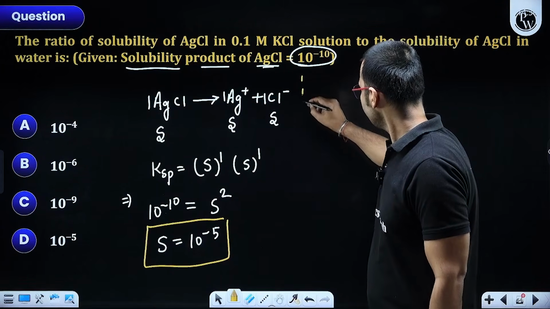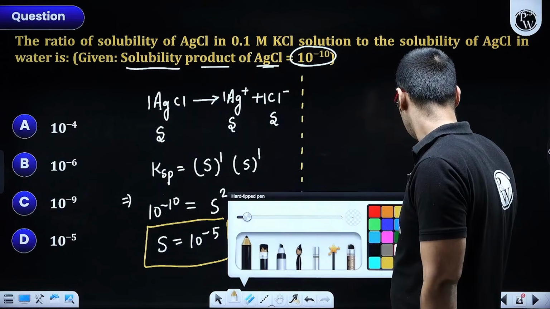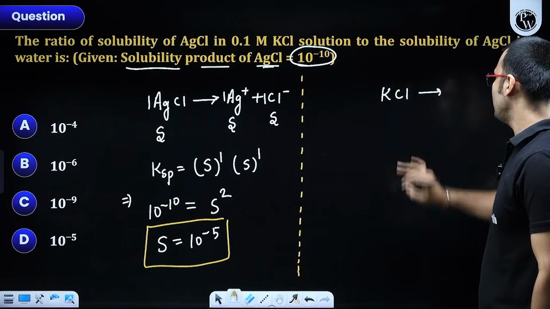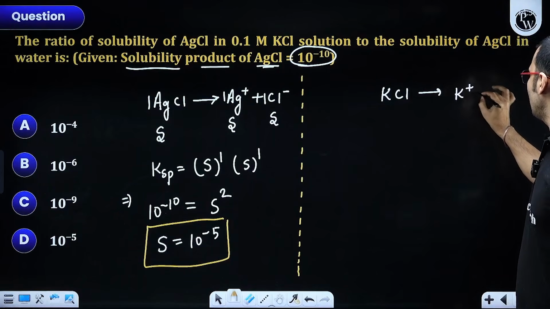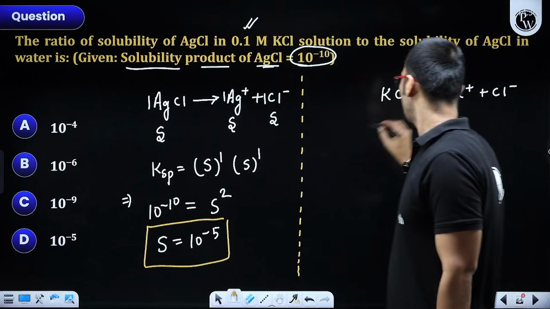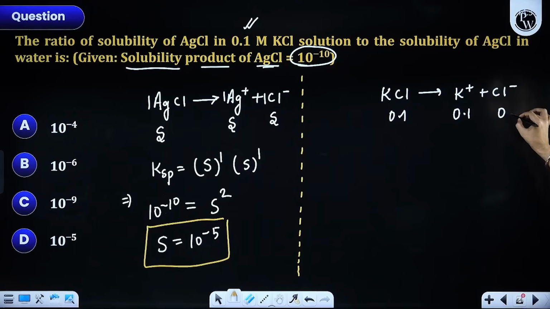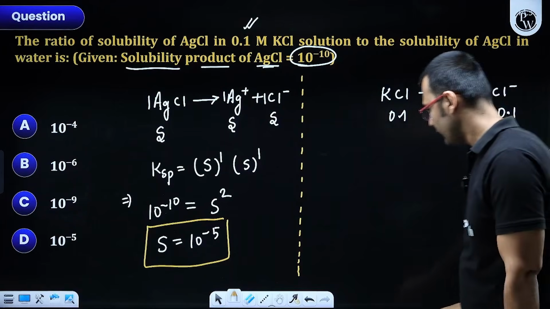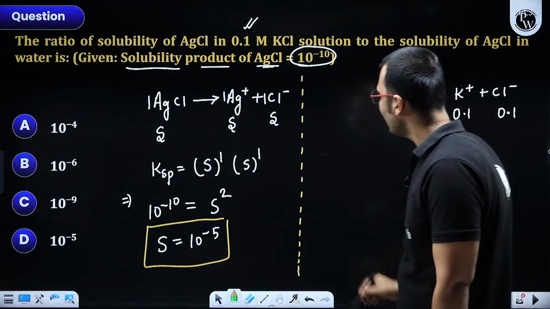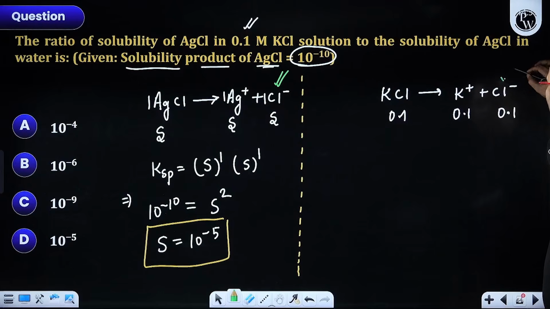Now, suppose that the same AgCl is present with KCl. So in your solution, when you have KCl, KCl being a strong electrolyte, it will decompose as K plus and Cl minus, right? If KCl is 0.1 molar, so 0.1 part of KCl will decompose to give 0.1 molar K plus, 0.1 molar Cl minus. Now, if you observe here, when AgCl and KCl both are present together, the chloride ion is common. Chloride ion we are getting from AgCl also, and from KCl also.